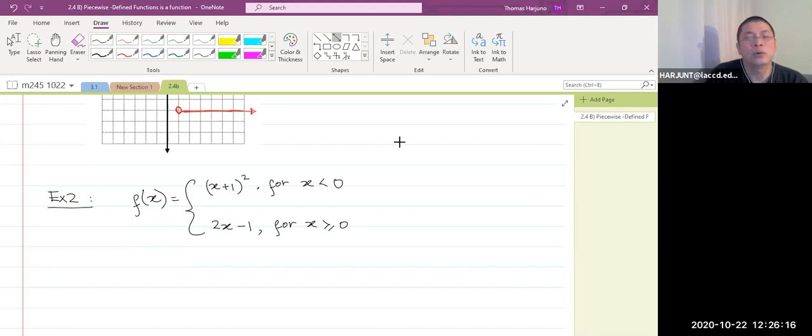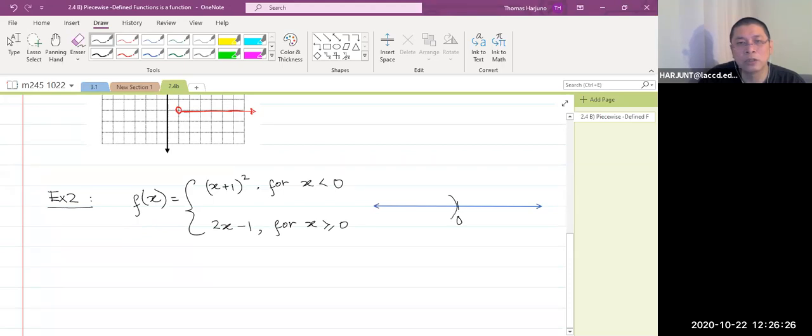You see, on this piecewise defined function, you cut it at 0. To the left of that, not including 0, the function that applies in this domain is (x plus 1) squared, while to the right and including 0, the function that applies is 2x minus 1.